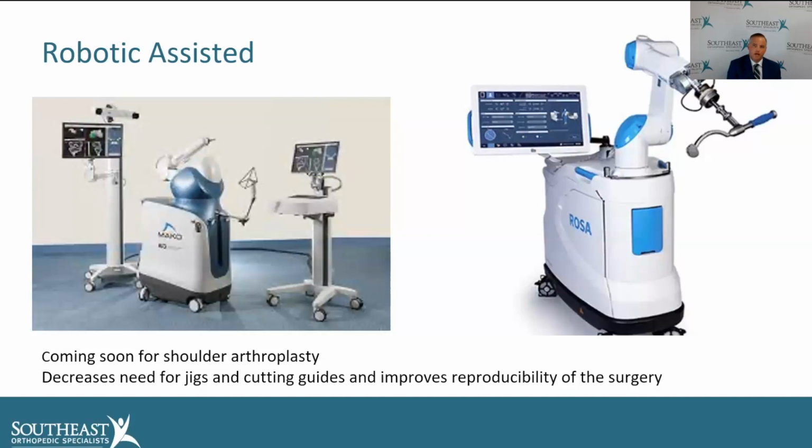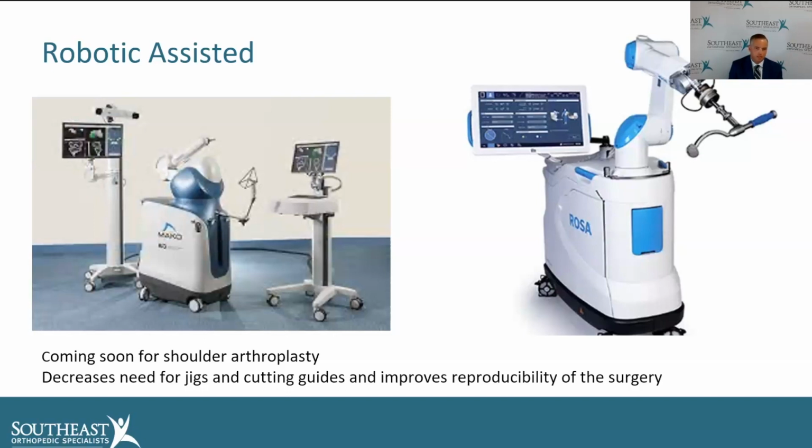Robotics. So in terms of robotic assisted surgery, this has become very common for knee and hip arthroplasty, and for many surgeons across the country, this is their standard. It has not come about for shoulder replacement yet, but it is coming, probably in the next year or so. Unclear as to what that will look like.